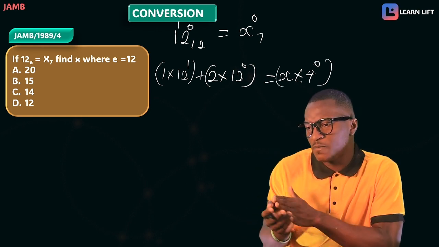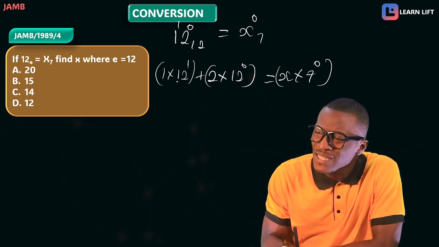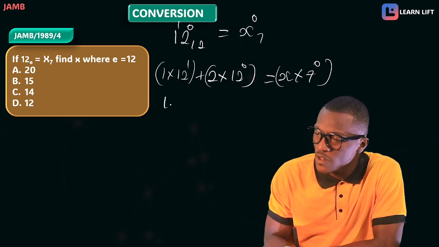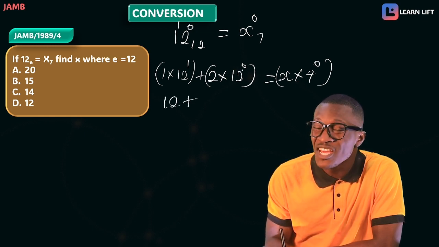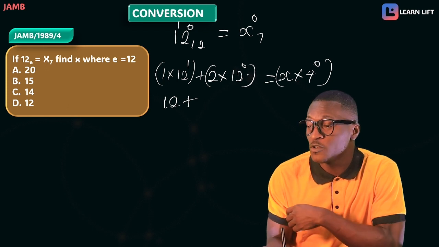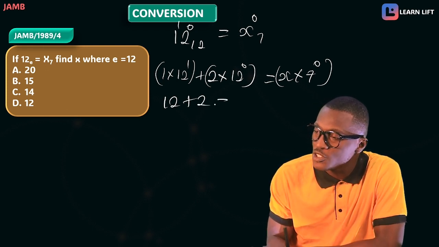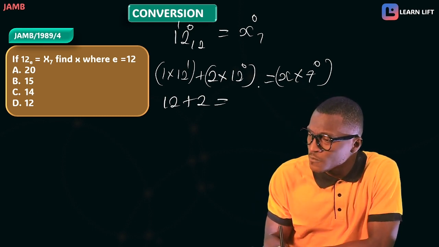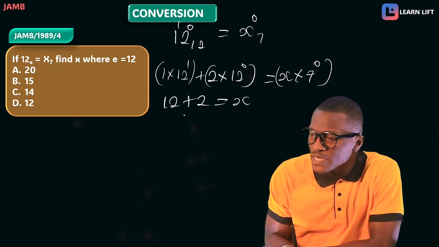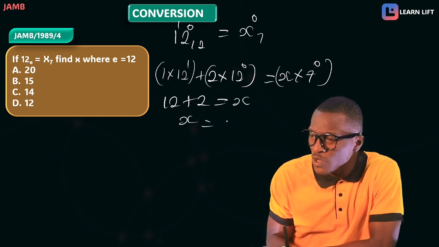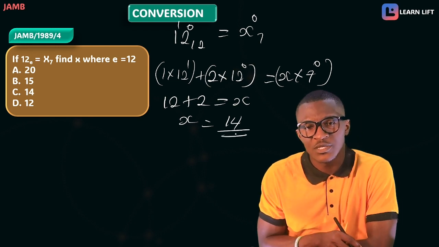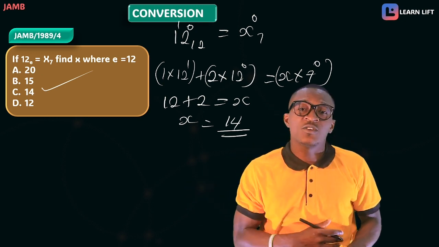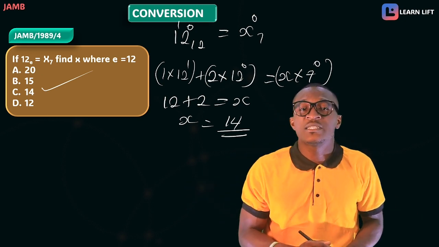So from here now, let's apply the rules. This now becomes 1 times 12, since 12 raised to power 1 is 12, plus 2 times 12 raised to power 0. What's 12 raised to power 0? 1. 1 times 2 is 2. This is equal to, what's 7 raised to power 0? 1. And 1 times x gives me x. Therefore my x automatically becomes 14. Are you seeing that? If you check that very well, option C is the correct answer. You feel it? Quickly, let's solve it. I hope you understand. Let's take the next question.